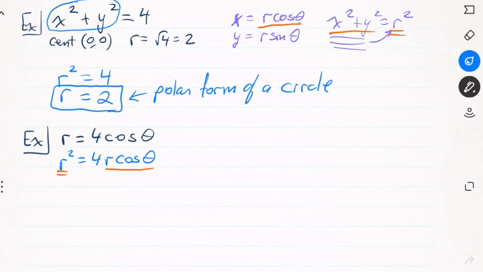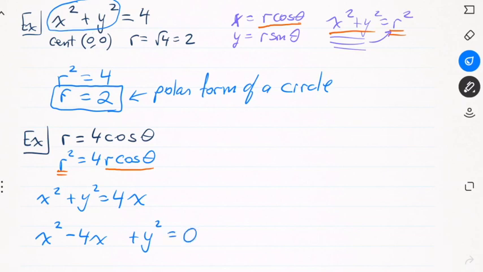So r squared, we're going to replace it with x squared plus y squared. The 4 is not going to change, but the r cosine theta becomes x. So that turns into the rectangular equation that looks like this. But I still don't quite know what this is. So I'm going to get the x's next to each other. I'm going to leave a space because I know what's happening. And it's going to equal 0.